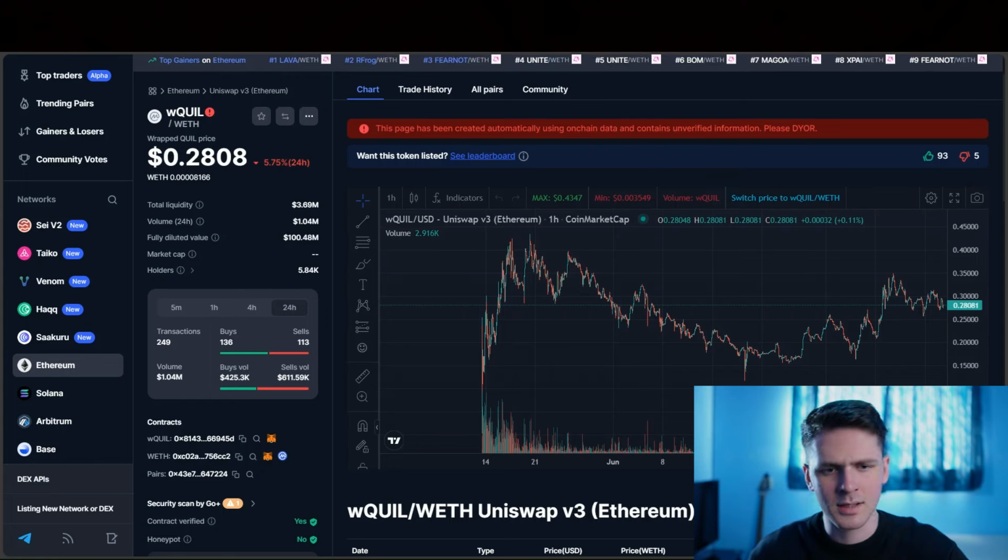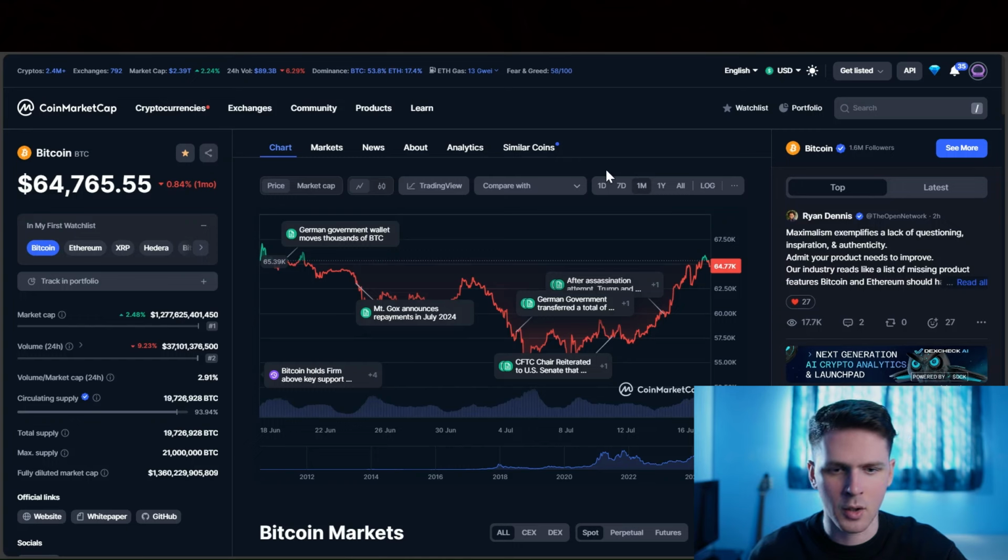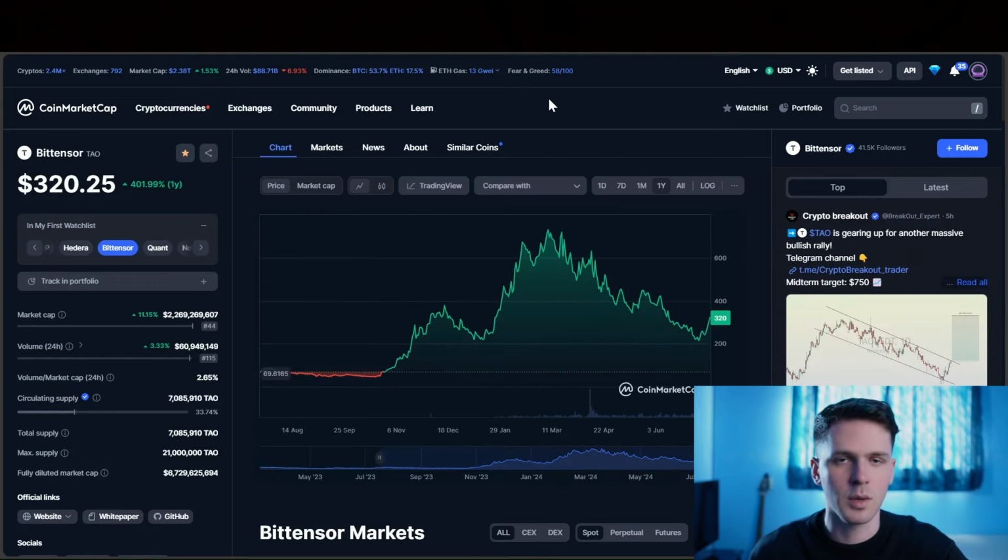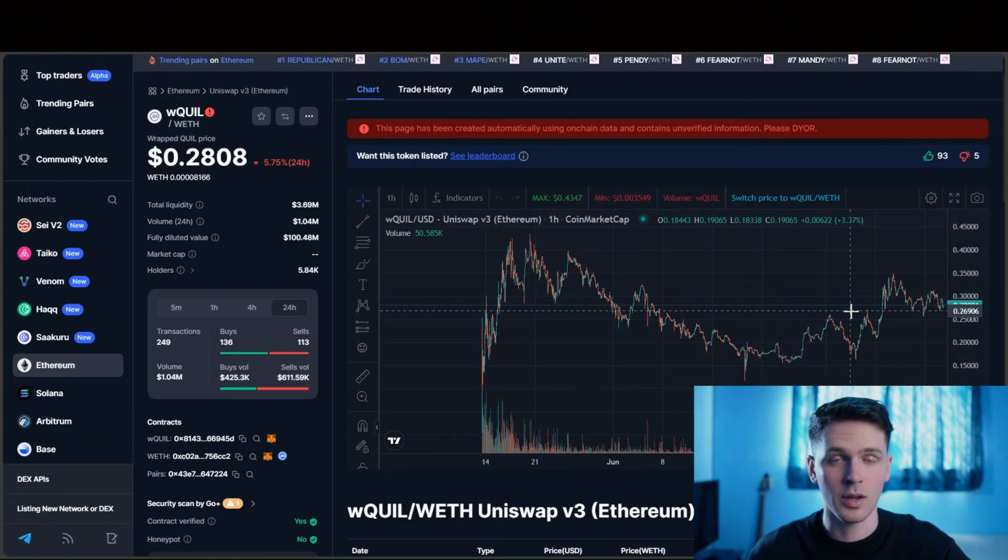Also, with the recent upsurge in the past couple weeks of Bitcoin, there are certain coins I've noticed in my portfolio and just in the market in general that show strength. They're known as first movers. Tau is one of those, and Quill is seeming to be one of those as well.